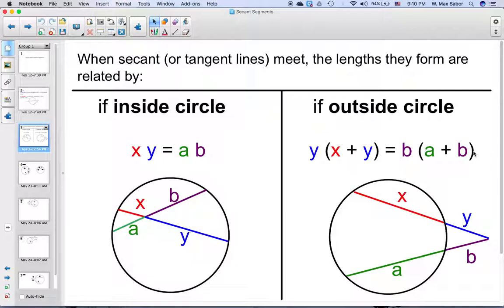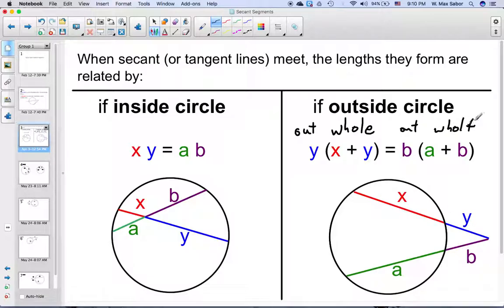Outside the circle, the way that I think about this is it's the outside. So the outside was y, and then times the whole. So x is not the whole thing. X plus y is the whole thing. And then we're multiplying that by what's outside, b times the whole. So outside times the whole.